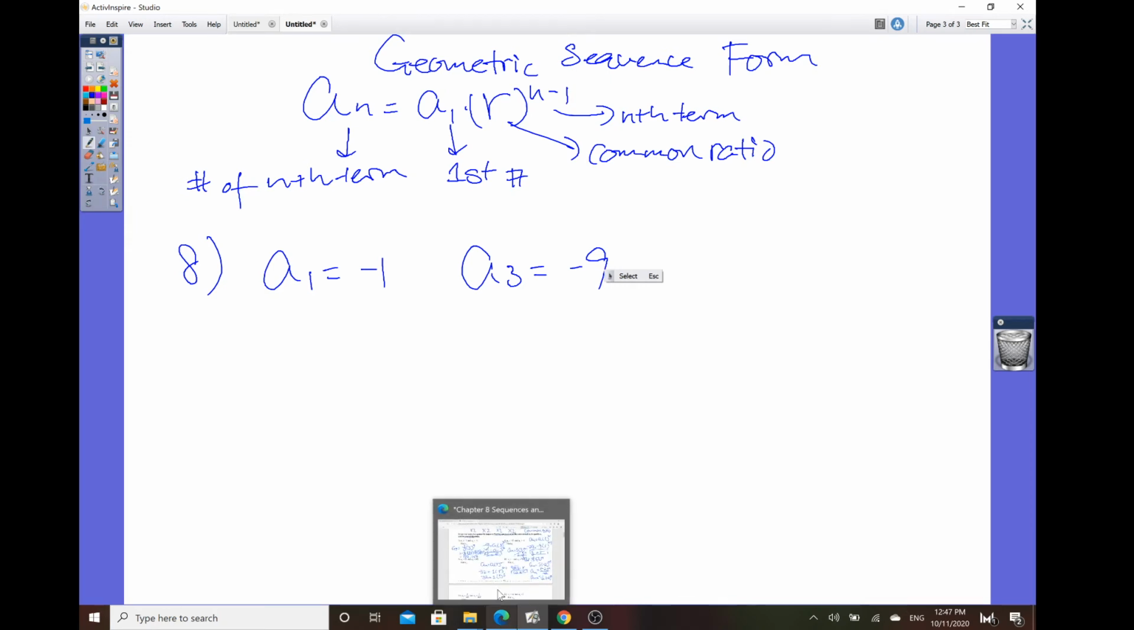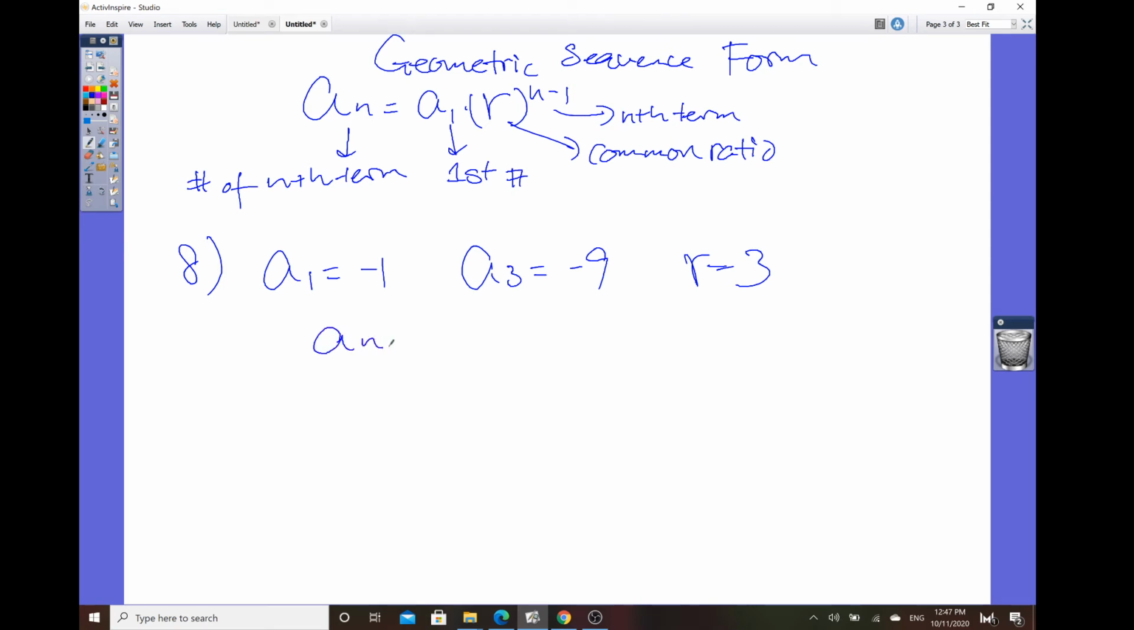And we do know that the common ratio is 3. We found it already. So now we want to find the explicit formula using that formula. So we have a sub n, a sub 1, negative 1, times the common ratio 3 to the power of n minus 1. Again, this can be written as negative 1 times 3 to the power of n over 3. So in other words, it's negative 1/3 times 3 to the power of n.